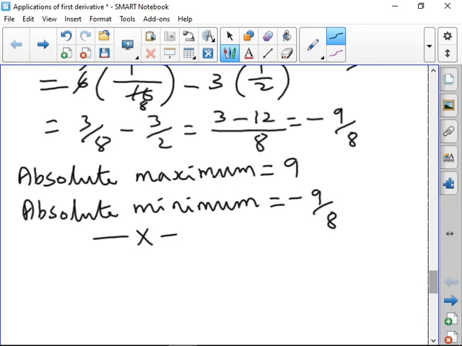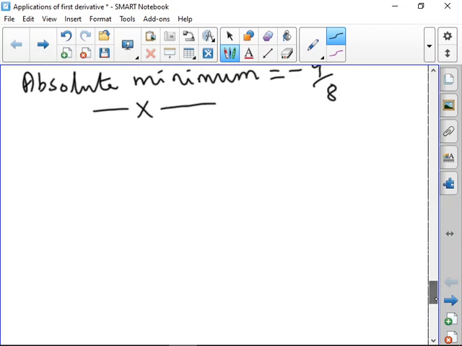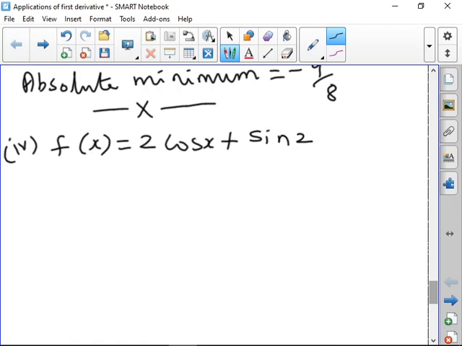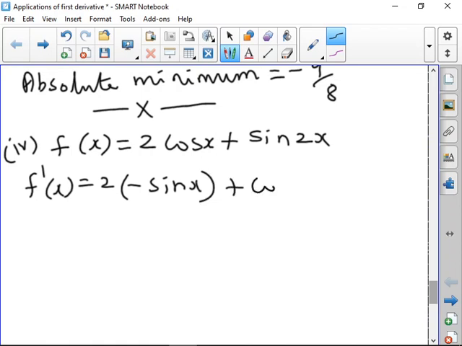Okay. So now we will do the fourth subdivision. So first question, last one. Fourth one, f of x is equal to 2 cos x plus sin 2x. So what is f dash of x? F dash of x is equal to 2 into minus sin x plus cos 2x into 2.